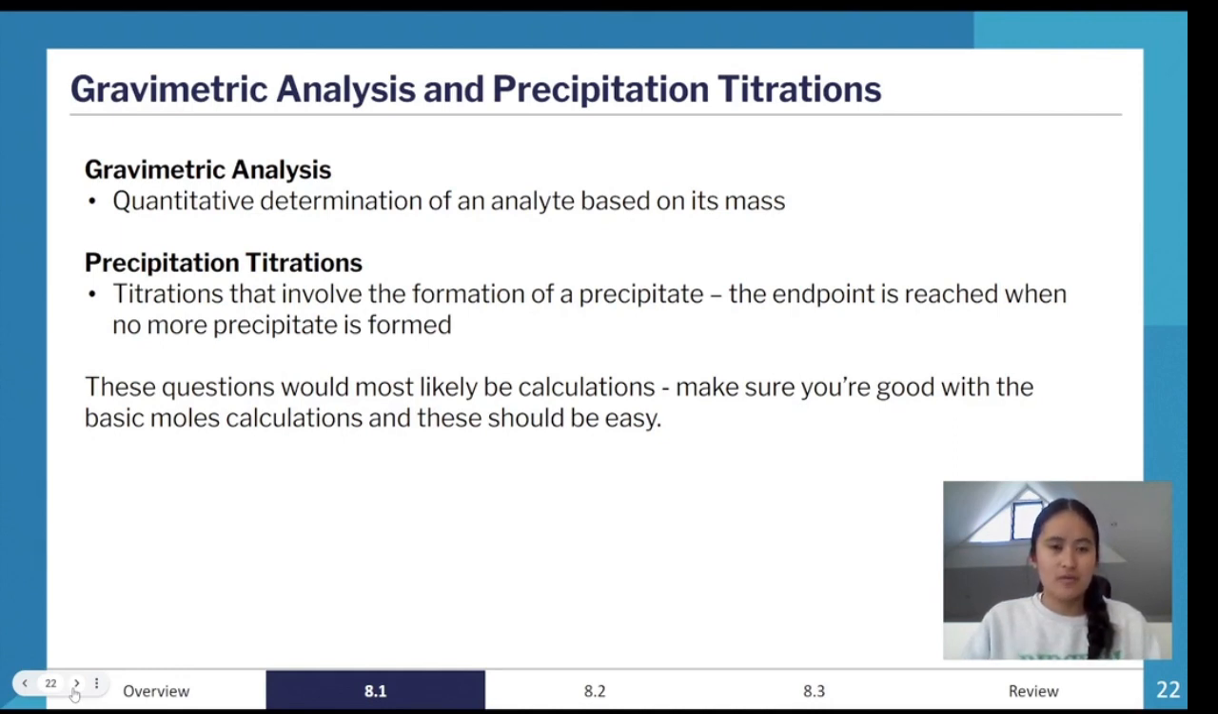So yeah, gravimetric analysis is determination of an analyte based on mass, and then precipitation titration is based on when that endpoint is reached. So just know your moles, just be very careful with those moles when you do the calculations, otherwise they're very simple. And it's something you've done before, so I won't go over that.